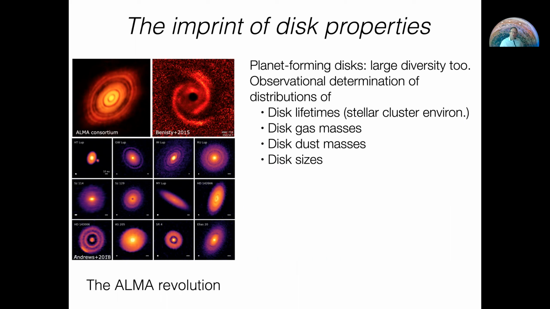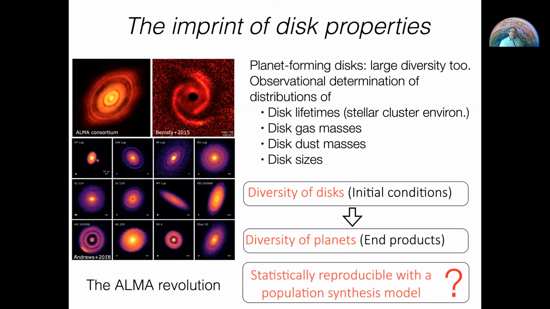And what we can do, and what we have especially recently done thanks to ALMA, is to determine observationally distributions of essential properties of the disks, like the lifetimes, which depends on the stellar cluster environment, for example, the disk gas masses, the dust masses, and the sizes. And the idea is that this diversity of initial disk properties as initial conditions is the cause for the diversity of the planets.